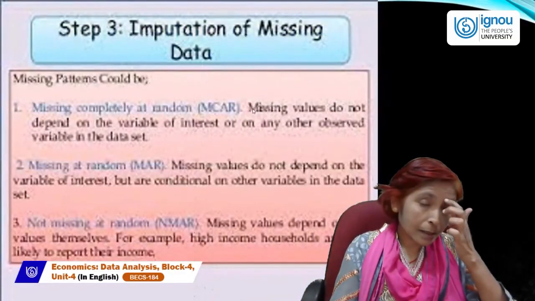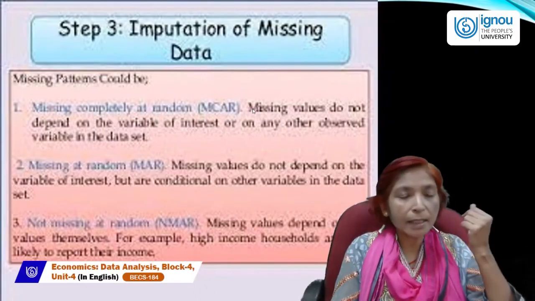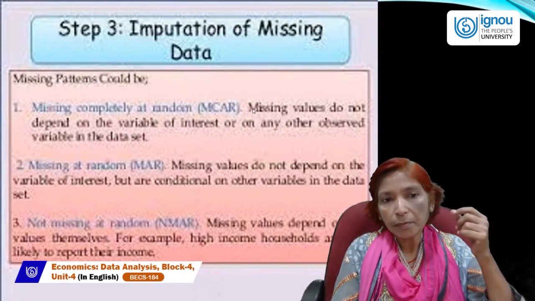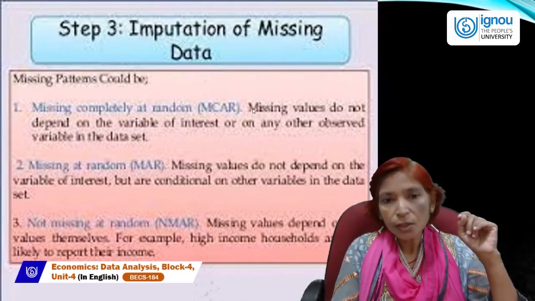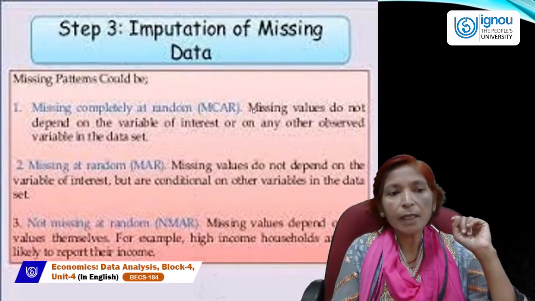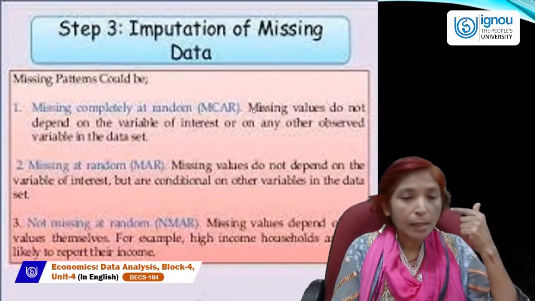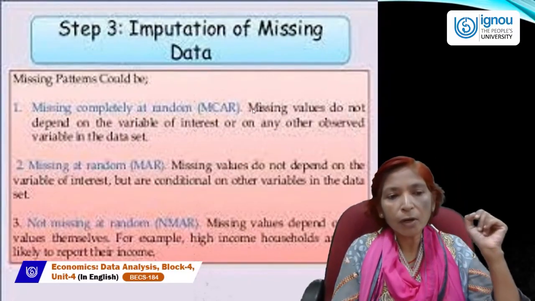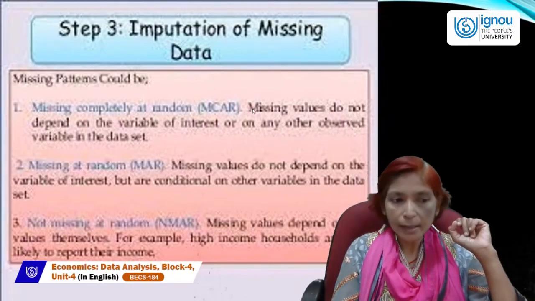Next, third, is the most important thing, imputation of missing data. How can we impute this missing data? Missing completely at random: missing values do not depend on the variable of interest or on any other observed variable in the data set. Missing at random, that is called MAR. Missing values do not depend on the variable of interest but are conditional on other variables in the data set.